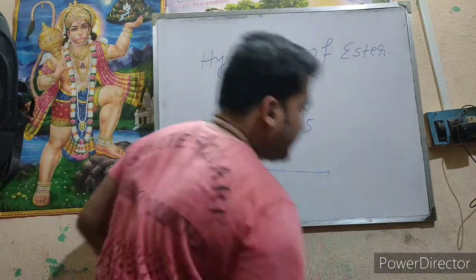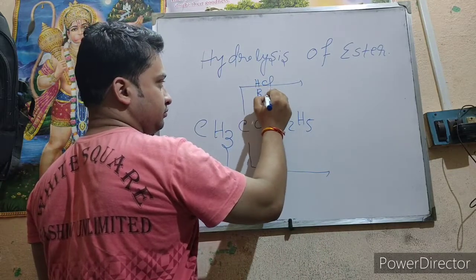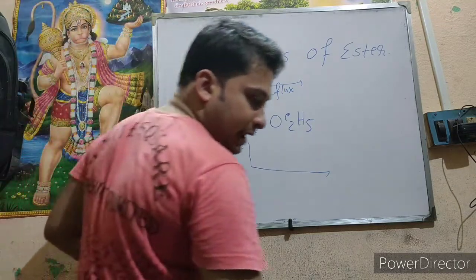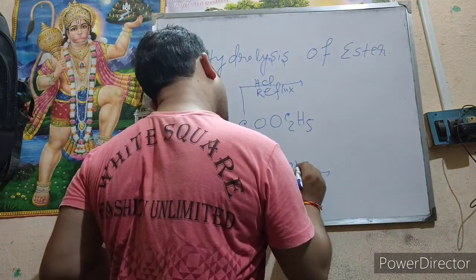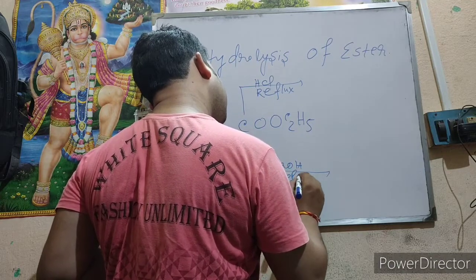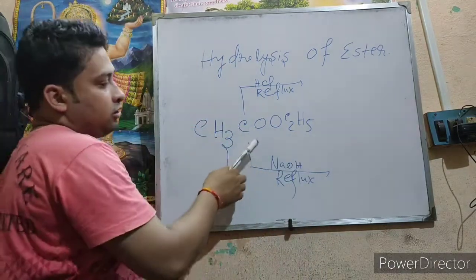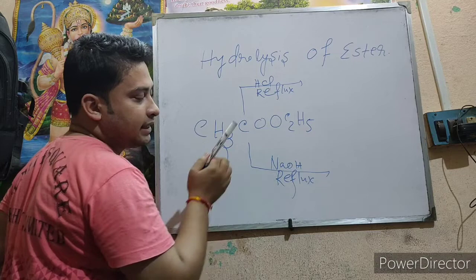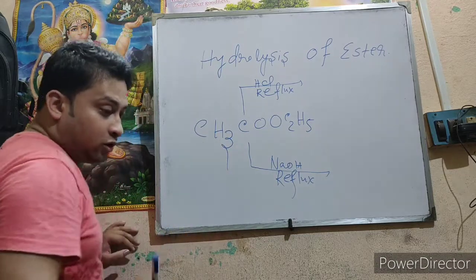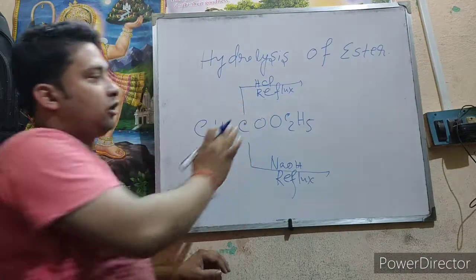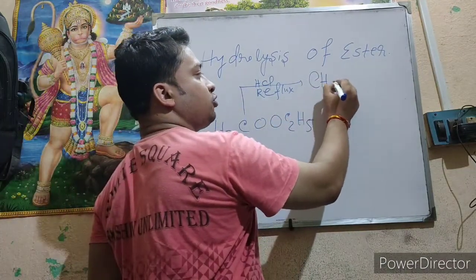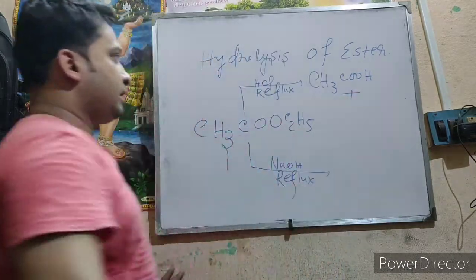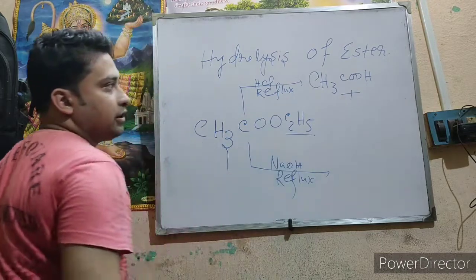One is if you use HCl and reflux it, or if you use NaOH and reflux it. So you reflux it with acid, and another process is you reflux with base. What will be the product? For acid you get the product CH3COOH, and the side product is C2H5OH.